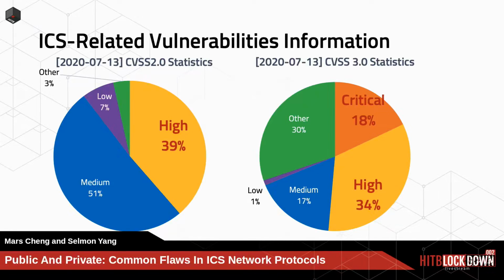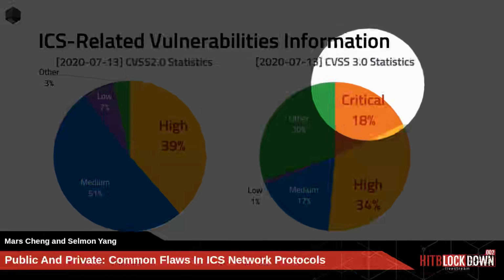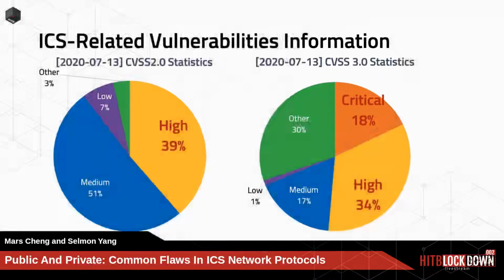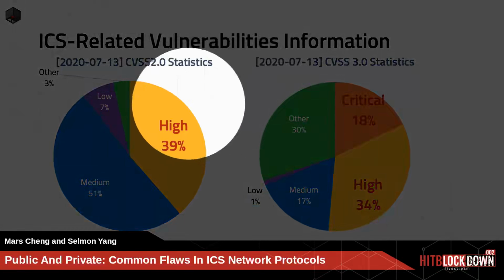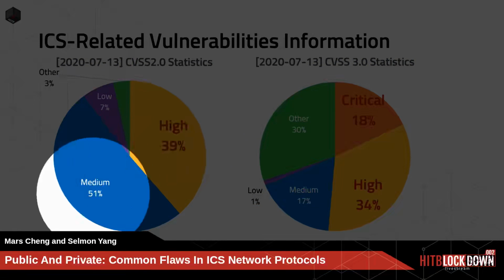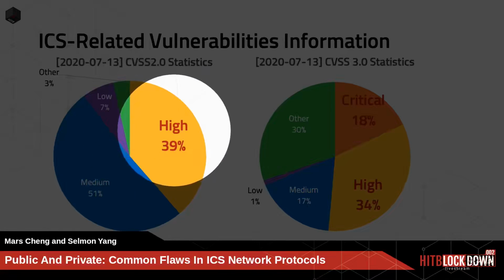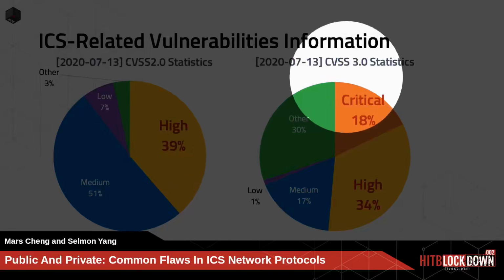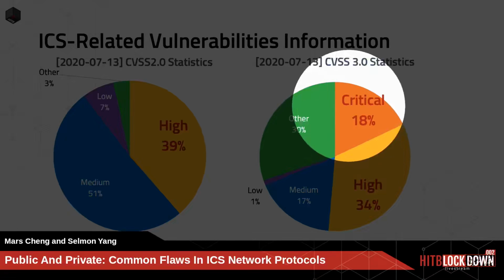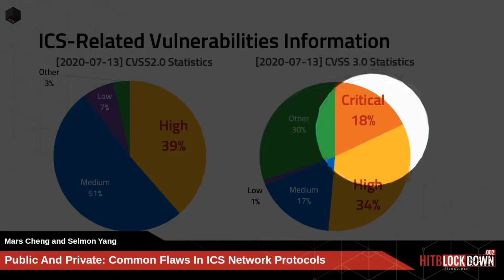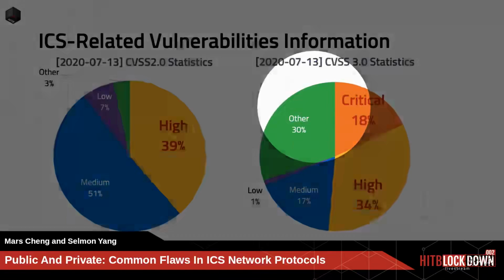CVSS has two versions: one is 2.0, the other is 3.0. According to 2.0, vulnerability severity is divided into three risk levels: high, medium, and low, and 39% of vulnerabilities are ranked at the high risk level. With CVSS 3.0, there are four risk levels: critical, high, medium, and low.